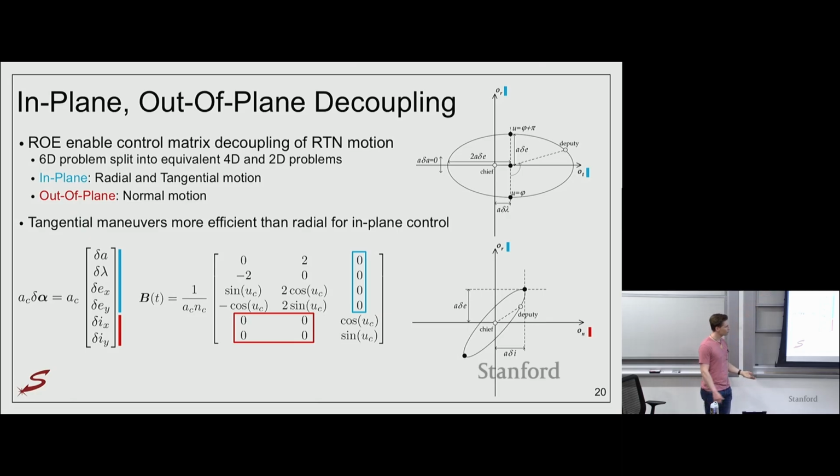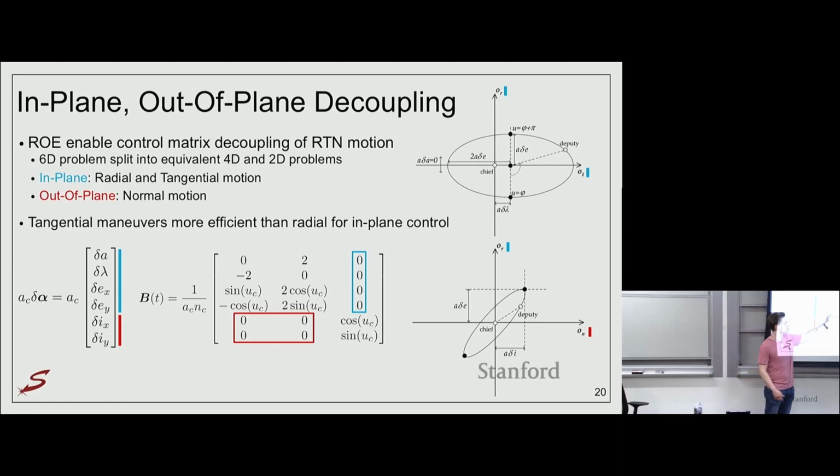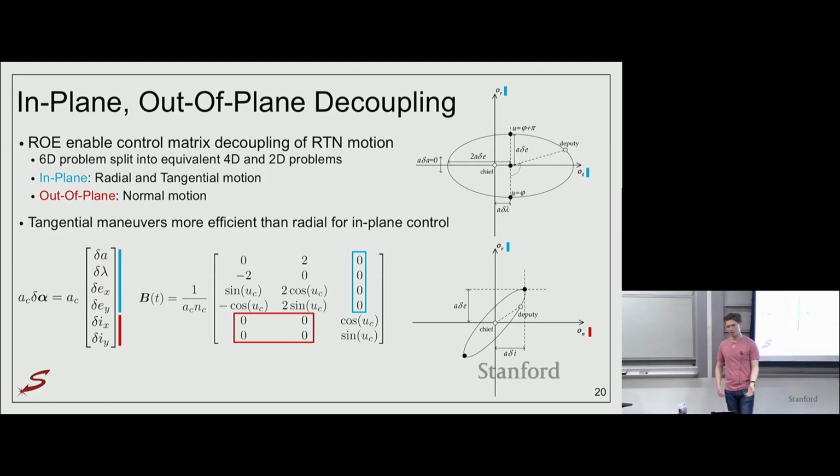On top of that, looking at the control matrix, we know that tangential maneuvers are going to be more efficient for in-plane control. So in some sense, we can just neglect radial maneuvers and only consider tangential and normal maneuvers for the control window, especially when figuring out what maneuvers are optimal.